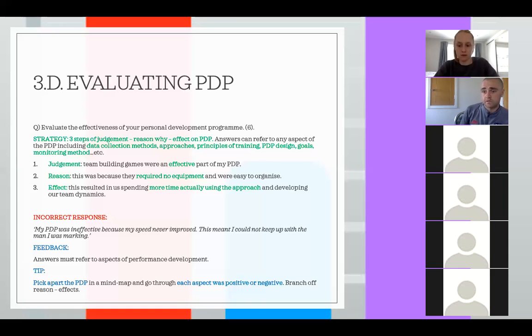That's at the start of the PDP. Okay, they could talk about data collection methods. Talk about approaches they use. Talk about the principles of training, or principles of effective practice, whatever one you did. They could talk about how they designed their PDP, how many weeks was it, for example. Talk about the goals that they had. They could talk about the monitoring method they used.